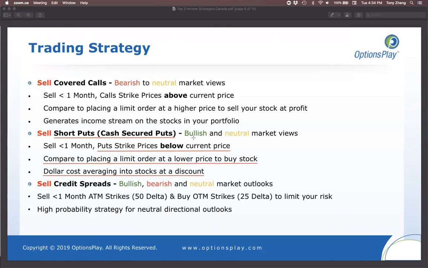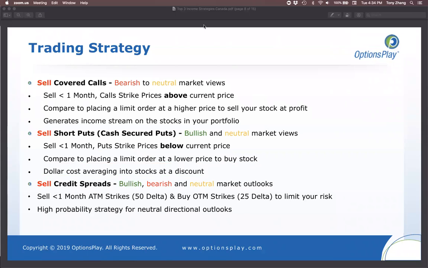So when you're selling cash secured puts, this is generally useful for when you have a bullish or neutral view on the market, and you think the stock's going to pull back a little and you want to purchase the stock for the long term. That's when you want to utilize a cash secured put.